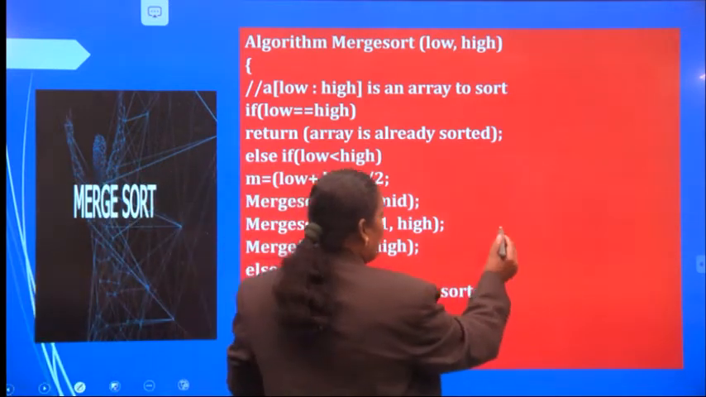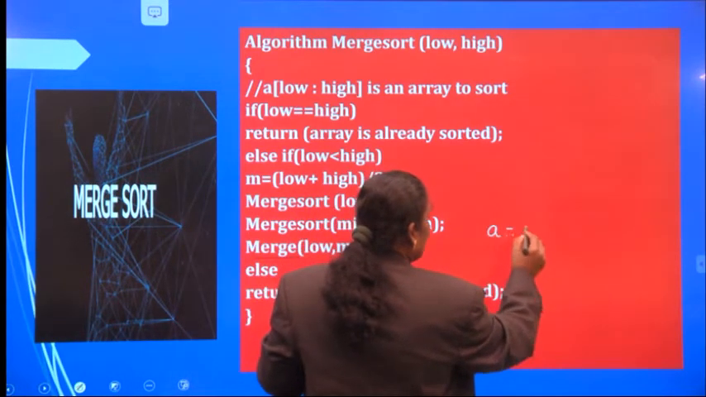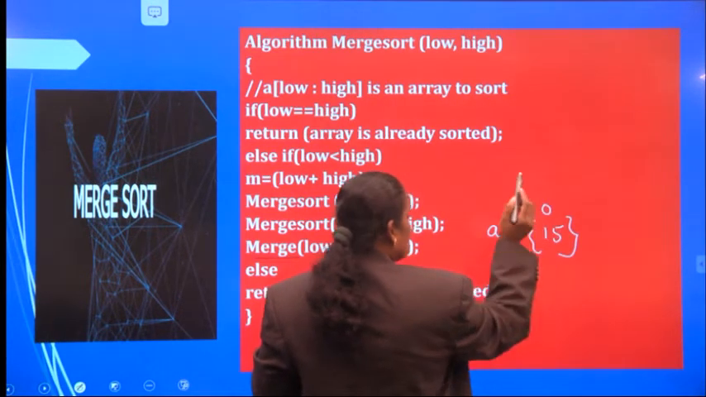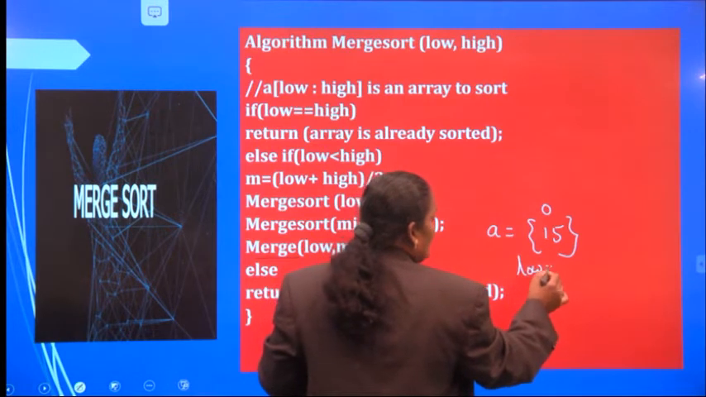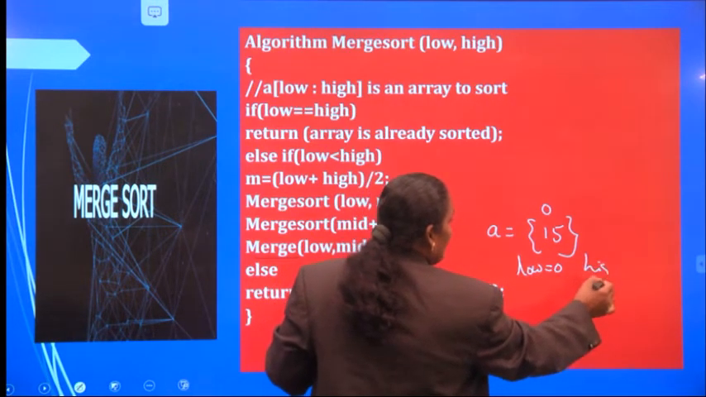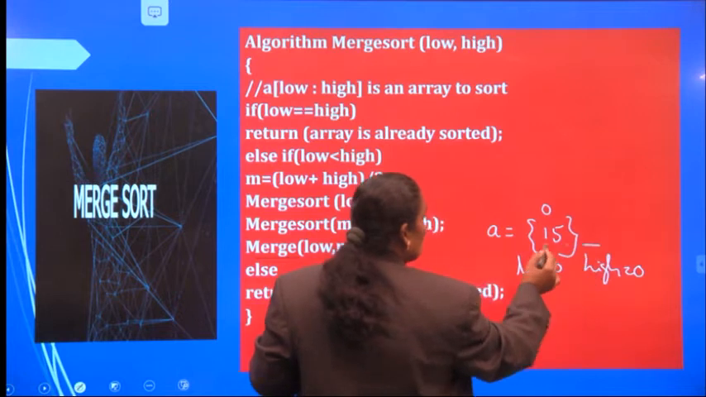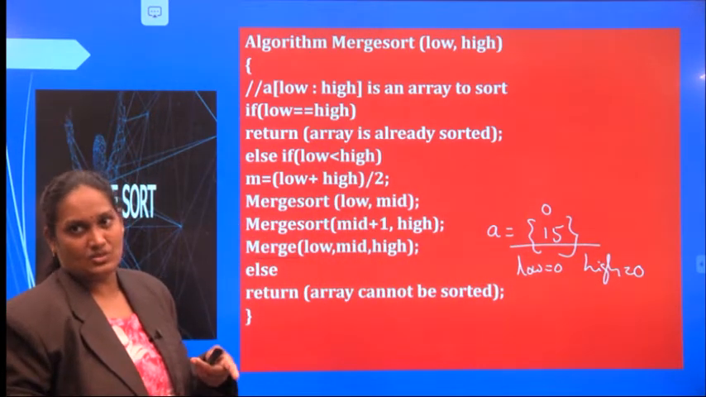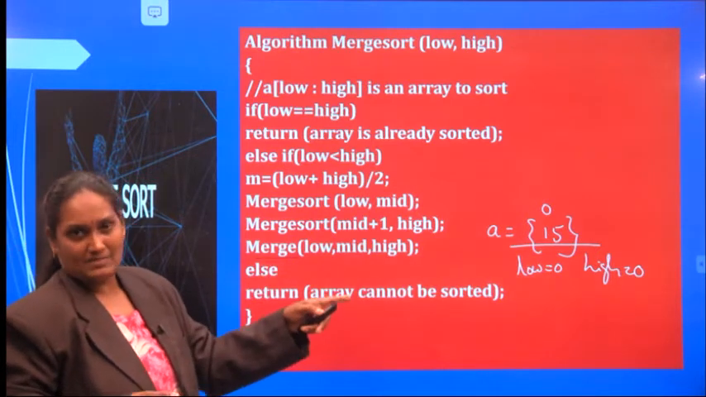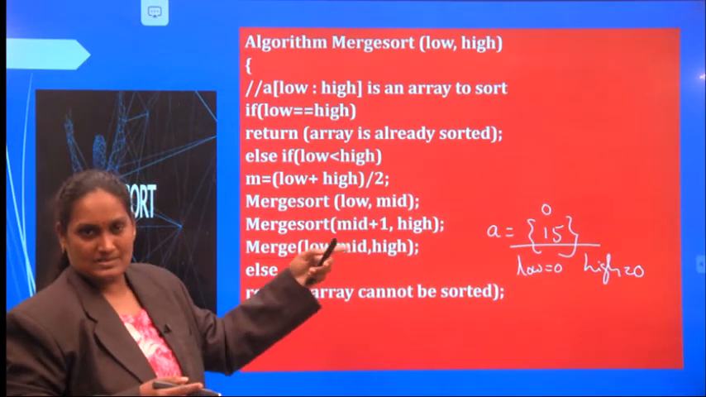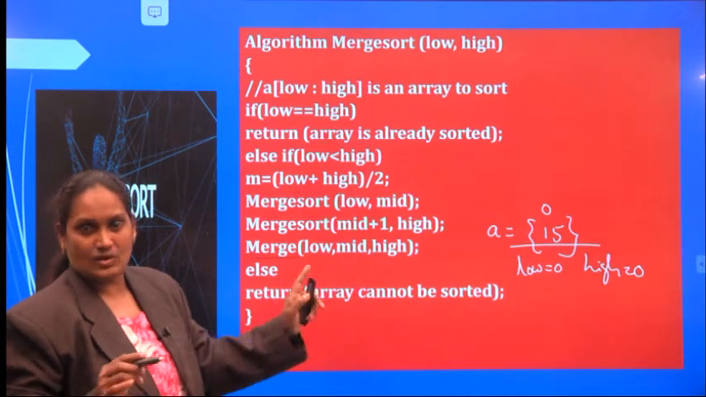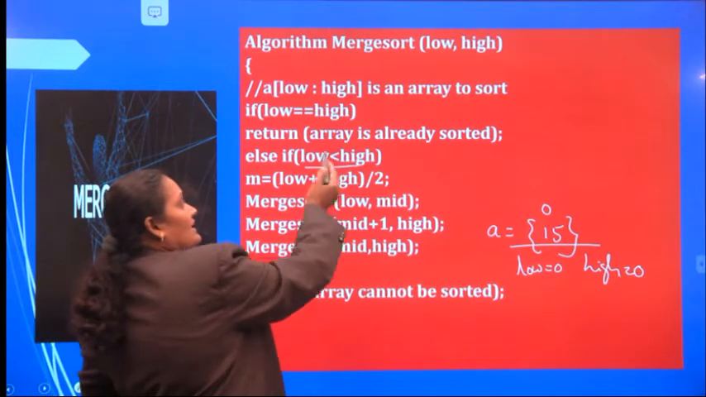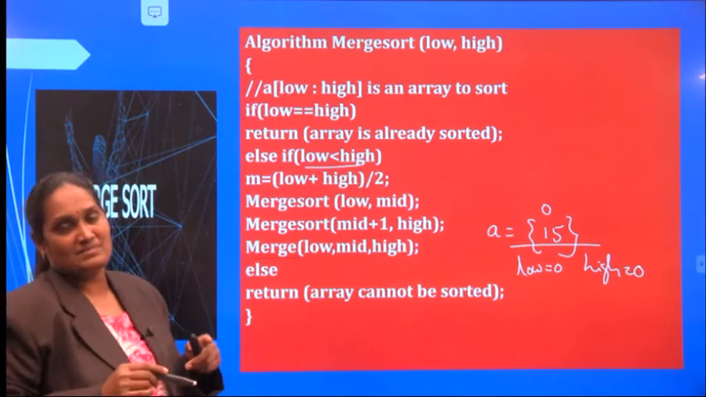Suppose, for example, you take an array A with only one element, 15. Its index value is 0. In this case, the low value is 0, and in the same way the high value also becomes 0. Since only one element is there, low and high are both 0, so low equals high. In that case, since only one element is there, the array is already sorted. No need of sorting that. The algorithm proceeds only when low is less than high.